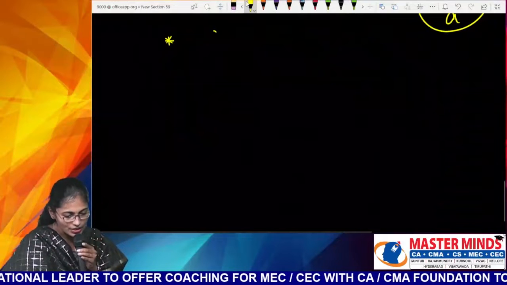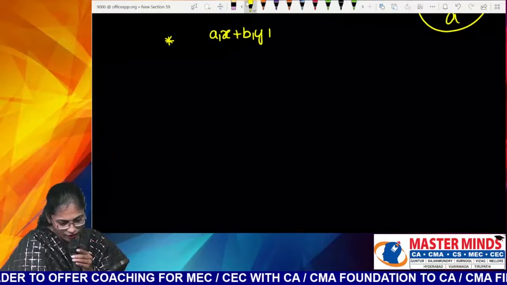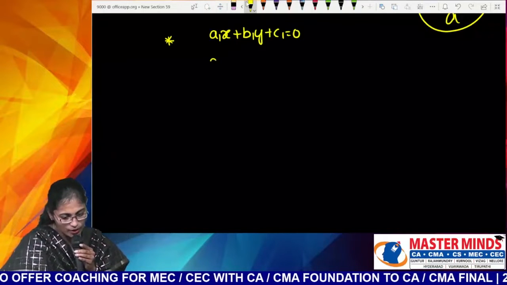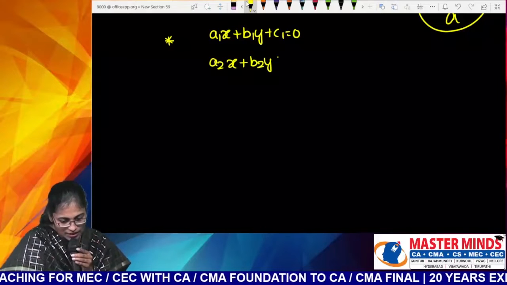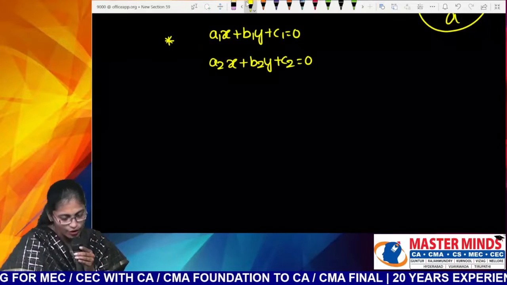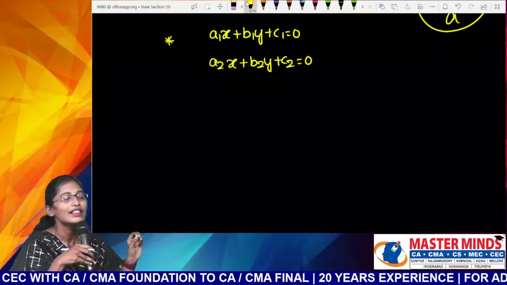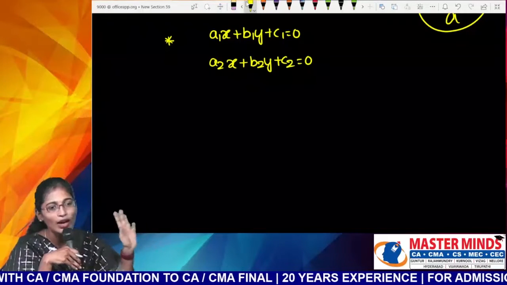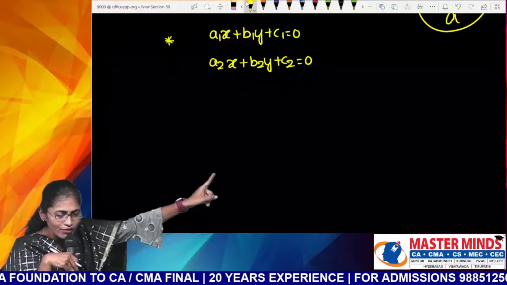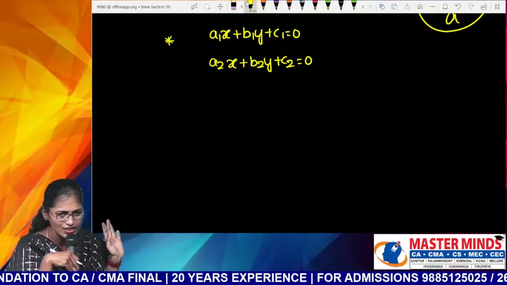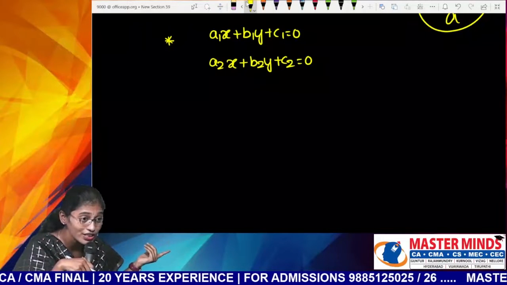Now look at this. We are talking about a system like this: a1x plus b1y plus c1 equals to 0, a2x plus b2y plus c2 equals to 0. Nana, how many equations do you have with you? 1 or 2? That's why I'm calling it a system. More than one equation will be called a system. Now all of you look at this, whether there is a constant or there is no constant. If there is a constant, we'll call it non-homogeneous. How do you call it, Nana?